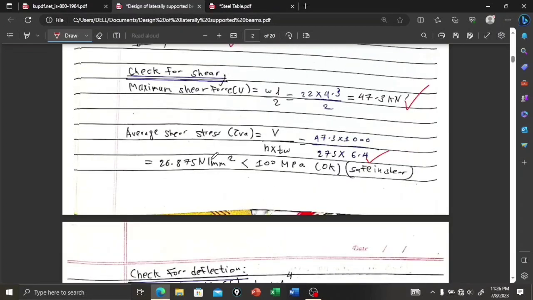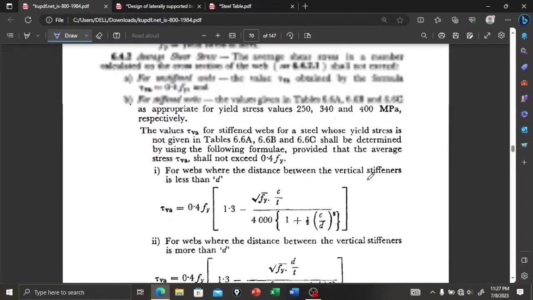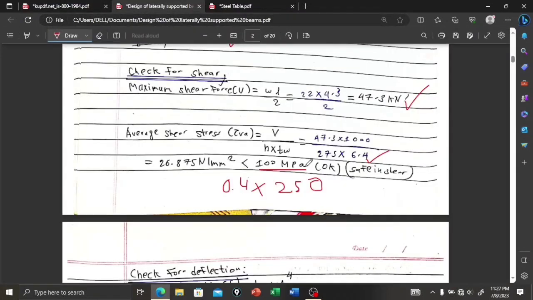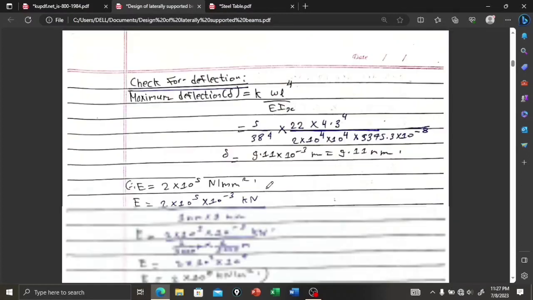So the permissible average shear is 0.4 times fy, 250, which is 100. Average shear stress is given in page number 69. So average shear stress should be less than this 100. So okay.